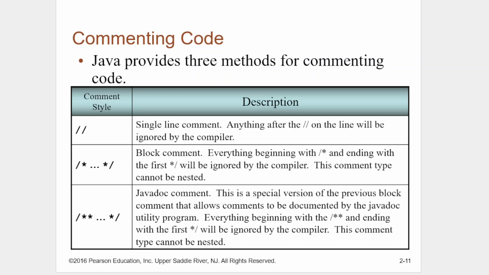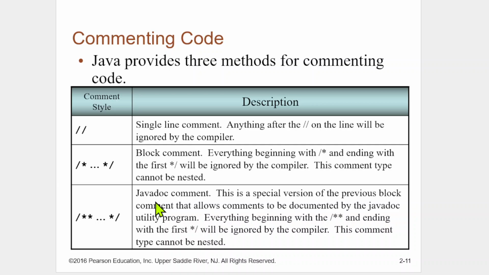There are a couple of different types of comments. You can do the double slash, which gives you a single line comment. Anything after that on the line will be ignored. Then there's the block comment, the slash with the asterisk on either side. You can have multiple lines inside that block. Then Javadoc is a special version of a block comment that allows comments to be documented by the Javadoc utility program.